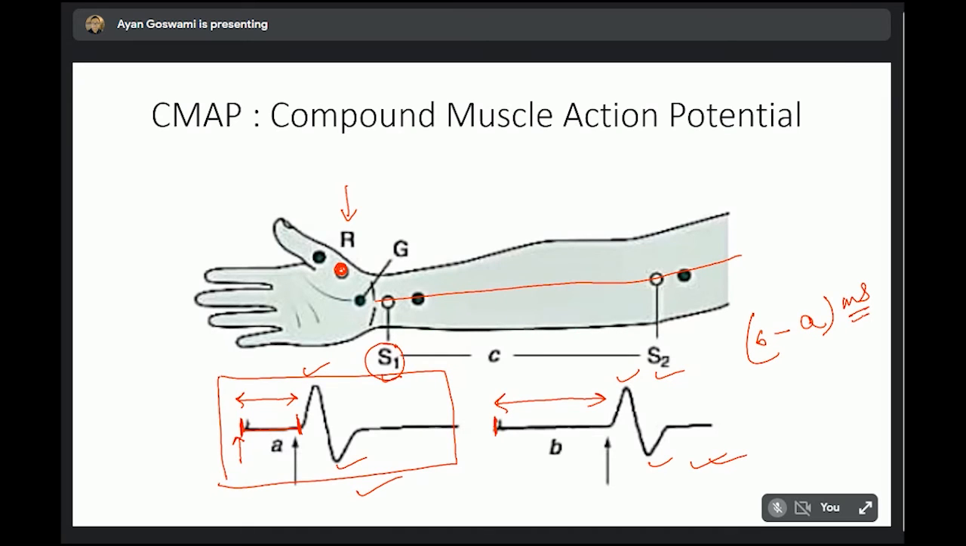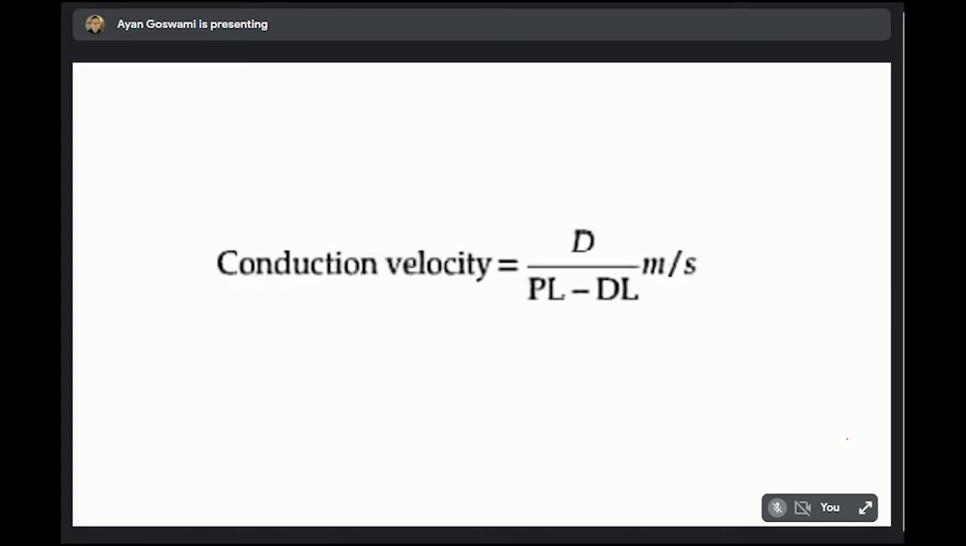So B minus A milliseconds is the time required for the nerve impulse to travel from S2 to S1. Now say for example, the distance between S1 and S2 is C. So you divide C by B minus A, and that is your nerve conduction velocity. So this is how we can calculate the nerve conduction velocity.